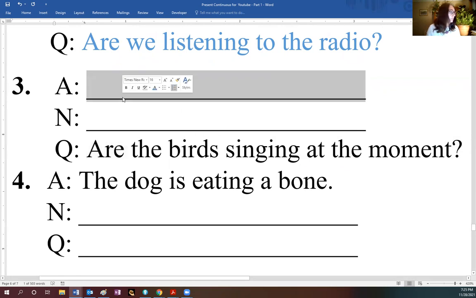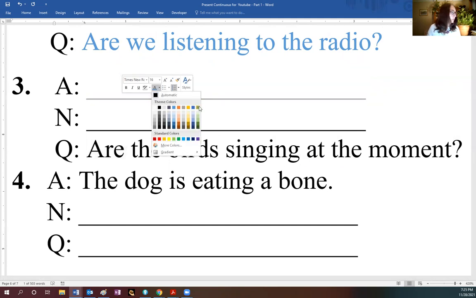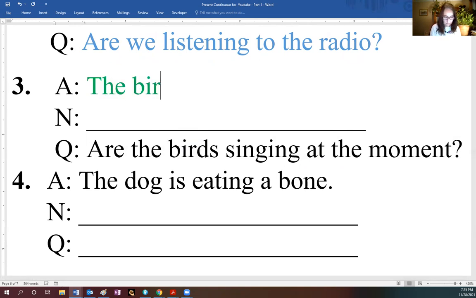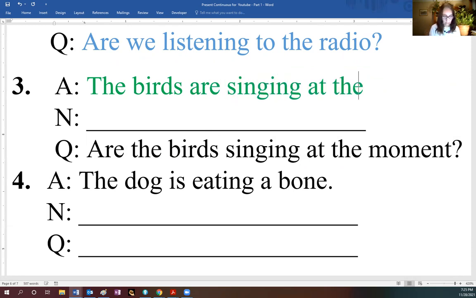Okay, let's make this one. I think we made it green. So we go back to green for the affirmative sentence. Okay, so the birds. And you remember, because the birds is plural, that's why we have are. The birds are singing at the moment. Okay, the birds are singing at the moment.